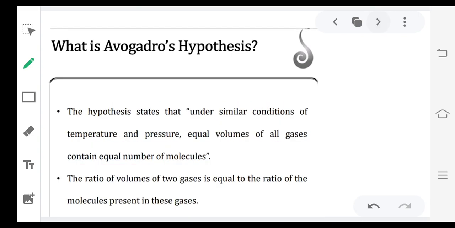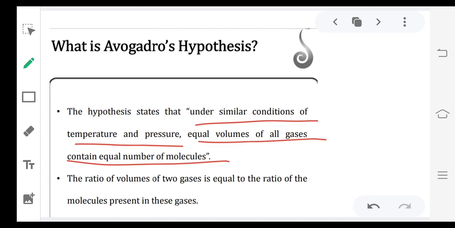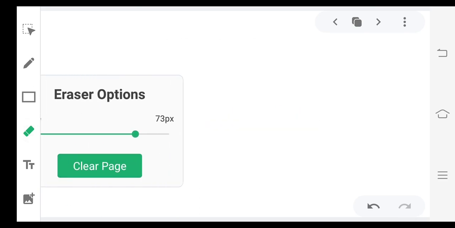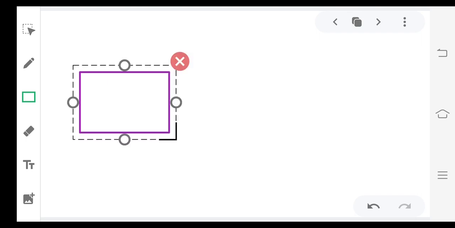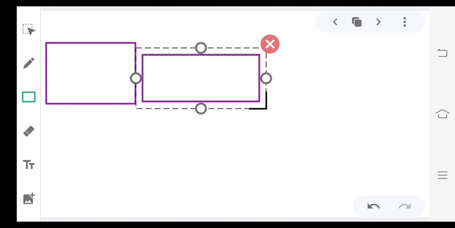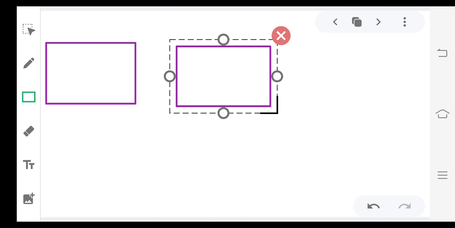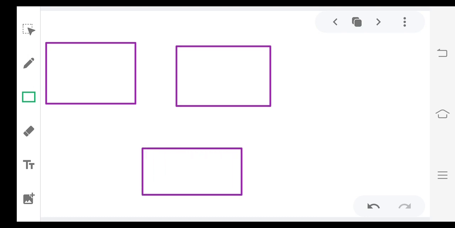Next, Avogadro's hypothesis. What is Avogadro's hypothesis? Under similar conditions of temperature and pressure, equal volumes of all gases contain an equal number of molecules. So, very simple. Again, you take different containers, so different containers with equal volume. So the container volumes should be equal. So one more container I am taking with the equal volume.